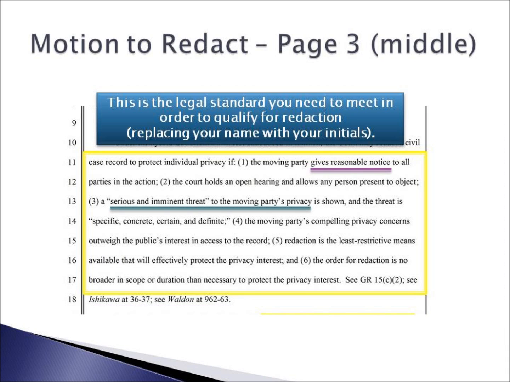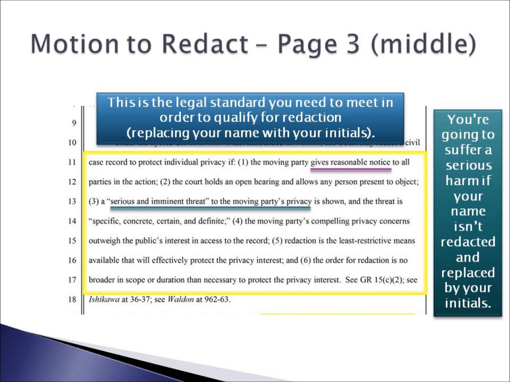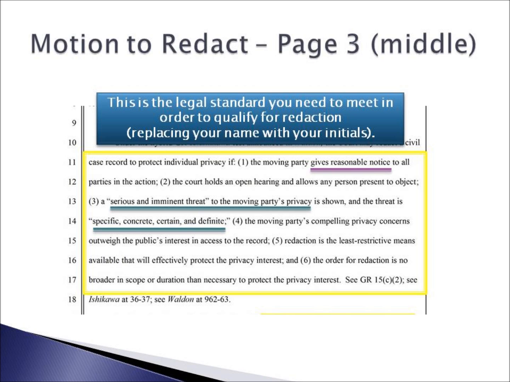The third element starts off by saying a serious and imminent threat to the moving party's privacy is shown. Basically, you need to make it clear that having the eviction show up in the court records is a big problem and that you're facing the consequences of it now or you will very soon. The next half of the third element is that the threat is specific, concrete, certain, and definite. It can't just be because you're losing sleep or even if you're very angry about it.